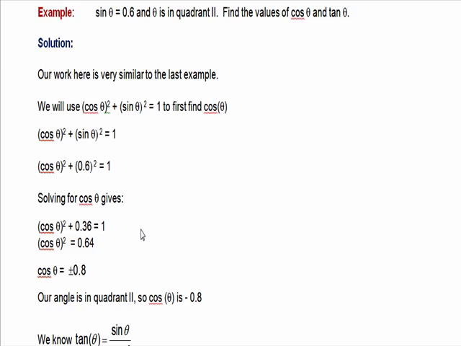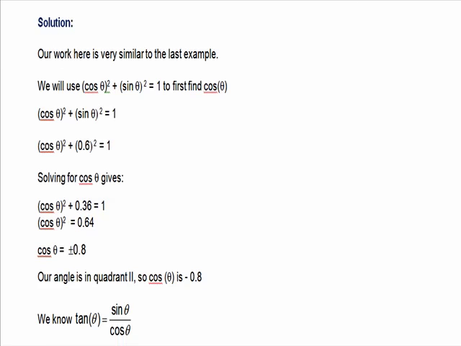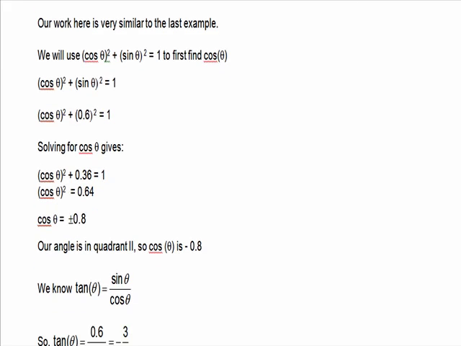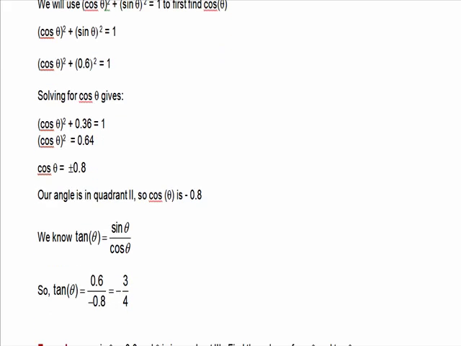But now, since we're in quadrant 2, the cosine, remember the x value, has to be negative in quadrant 2, so our cosine is negative 0.8. So same problem, it's just we use the different sign. We use the negative sign for the cosine function. Again, we know tangent is sine over cosine, so tangent theta is 0.6 divided by negative 0.8, and this time we get negative 3/4.